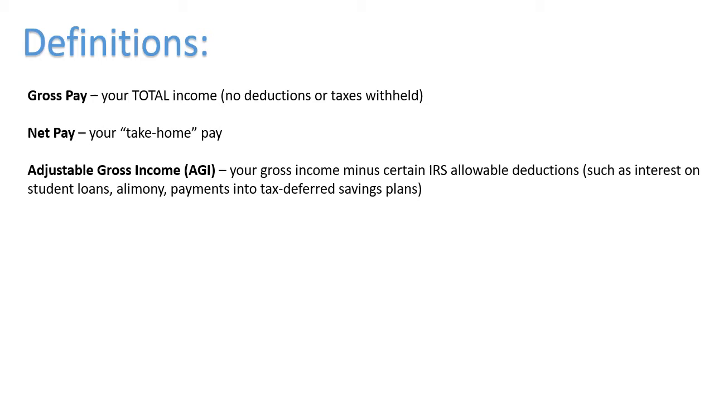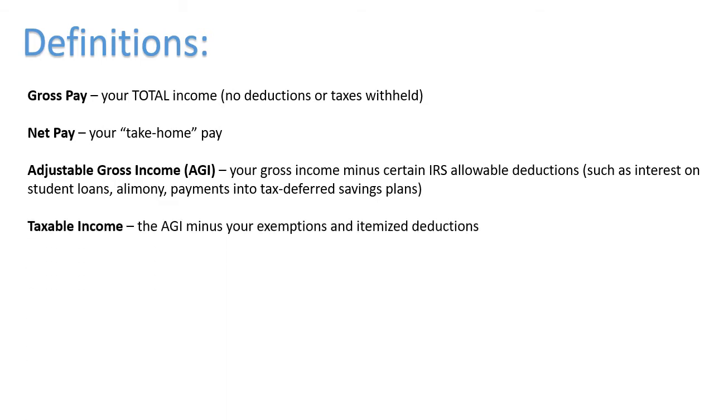Your adjusted gross income, also called the AGI, is something that the IRS uses on your federal income tax form. This is your gross income minus certain deductions. Now, deductions that are allowed would be interest on any student loan that you're paying back, alimony payment, or if you paid into a tax-deferred savings plan like a traditional IRA.